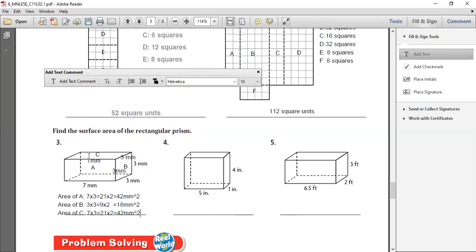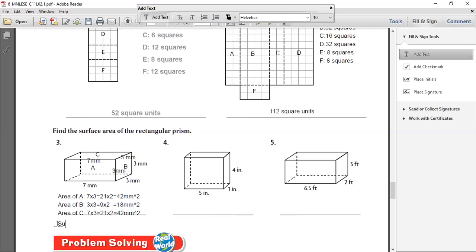So the surface area of C, the top part is 21, and then we have the bottom too. So it's multiplied by 2, which will give us again 42. 21 multiplied by 2 is 42. Now what are we going to do finally? We are going to add up all of them. So surface area equals, we are going to add 42 plus 18 plus 42.